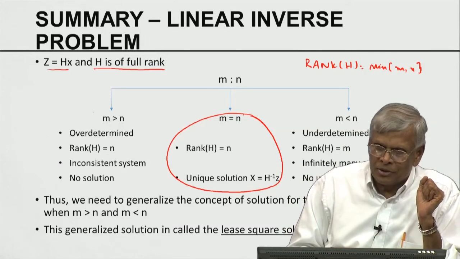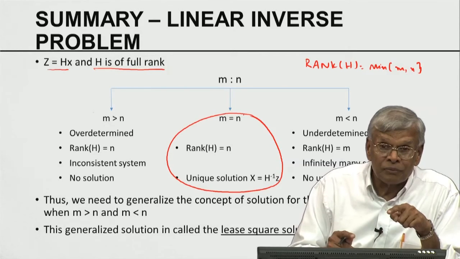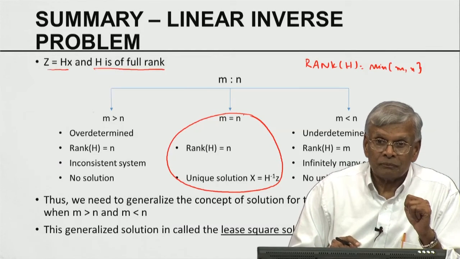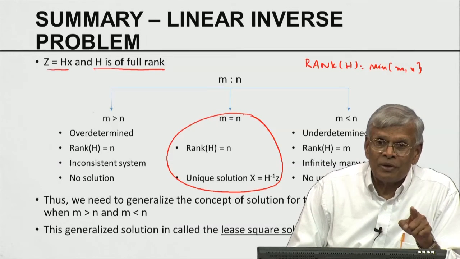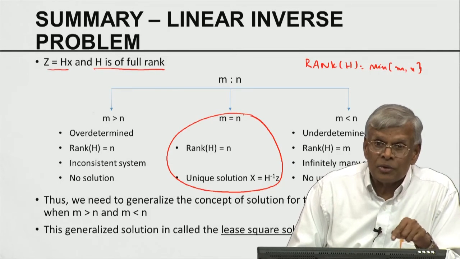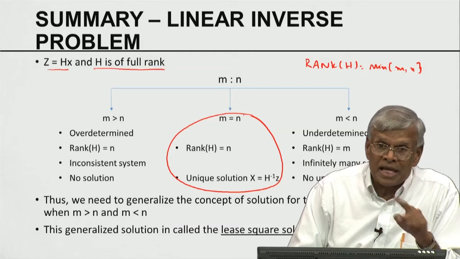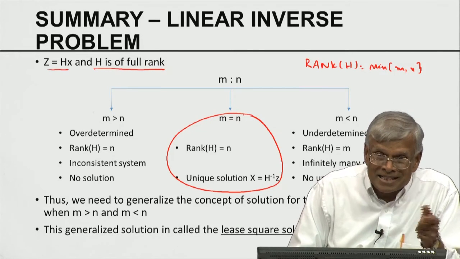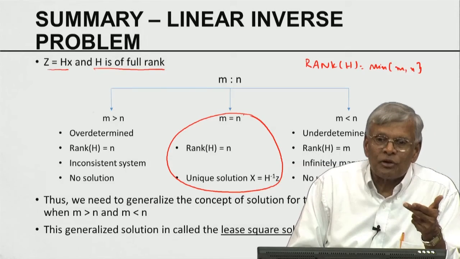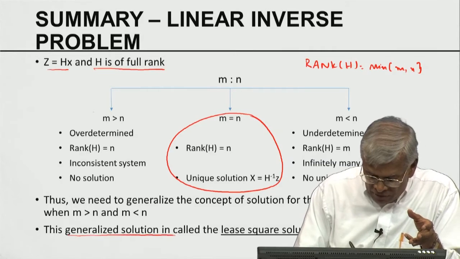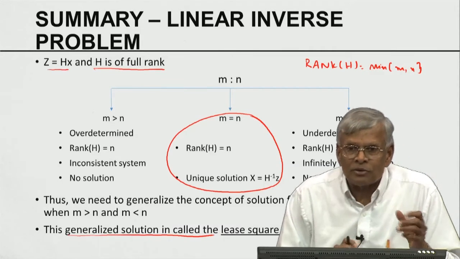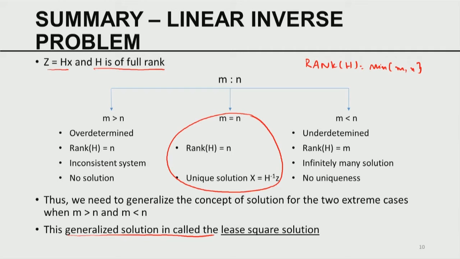So what is the least square solution? Your solution is: the left hand side must be equal to the right hand side. The least square solution is a solution that may not force the left hand side equal to the right hand side, but we still call it a solution. It's a generalized solution. So least square solution is a generalization of the concept of solution. Therefore, least square solution is a very special class of solutions that one has to develop to solve overdetermined and underdetermined cases.